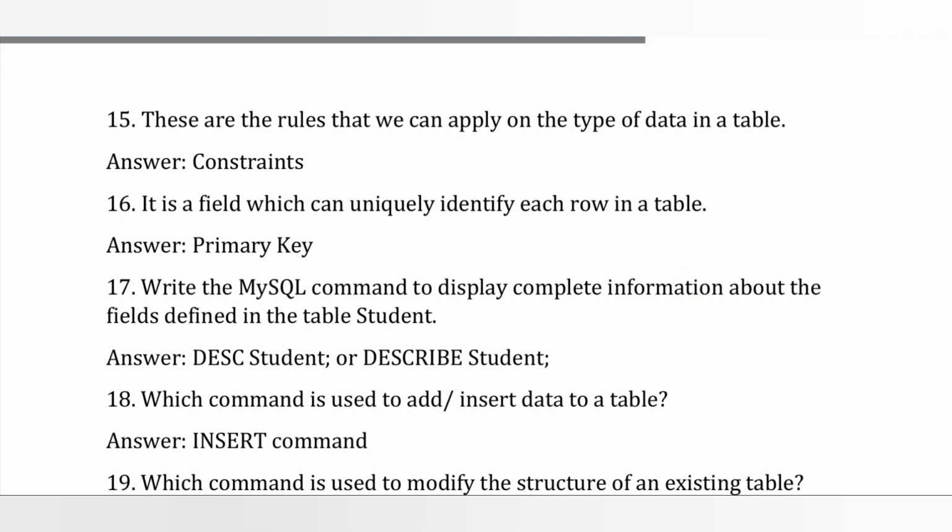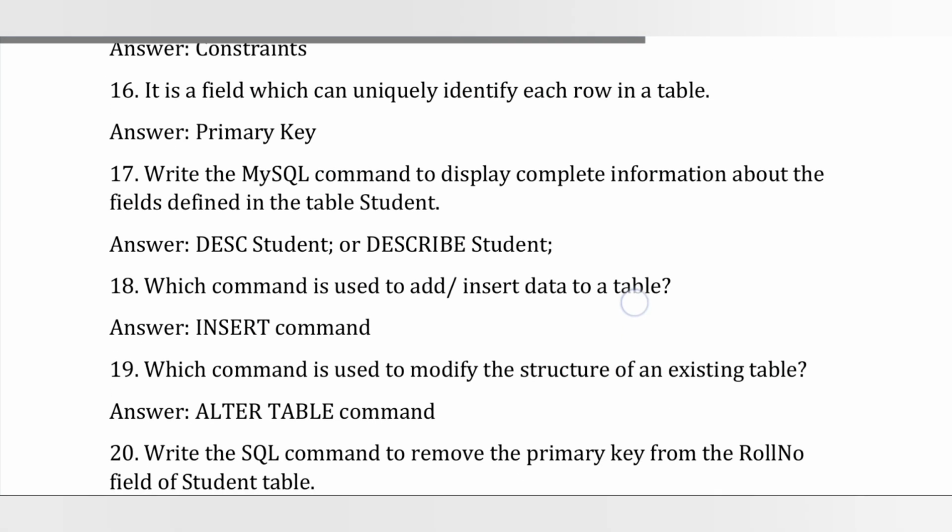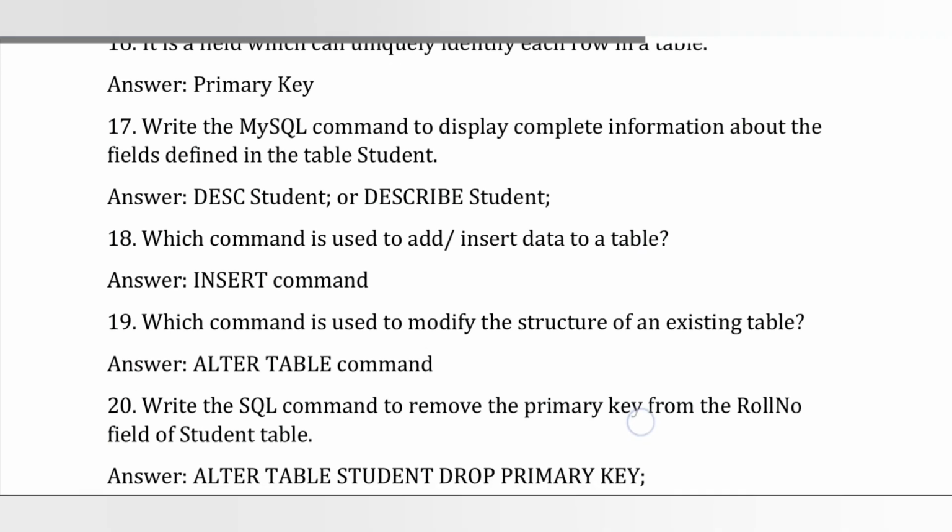There are rules that can apply on the type of data in a table. It is constraint, and some constraints are primary key, null, not null, enum, etc. It is the field which can uniquely identify its row in a table. It is primary key. And the key that is used to relate two tables will be foreign key. Then here are a few questions, you can go through them.